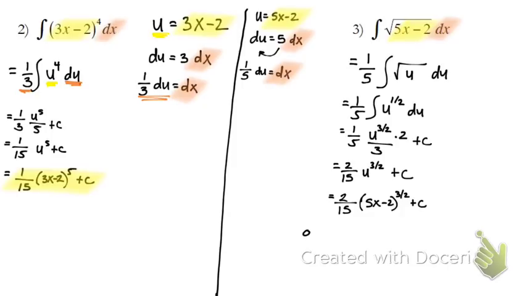Or, if you wanted to write it as a radical, that would be 2/15 times the square root of 5x minus 2 cubed plus c. Either one of those is a fine answer for me. You can leave it in either one of those two forms.